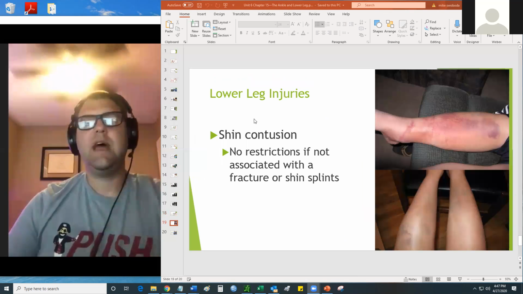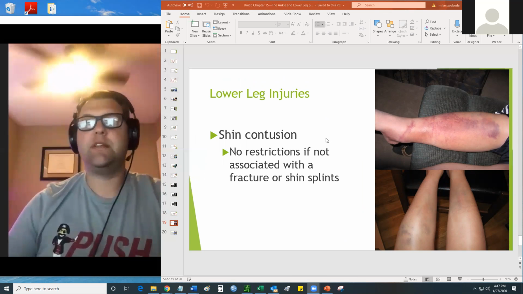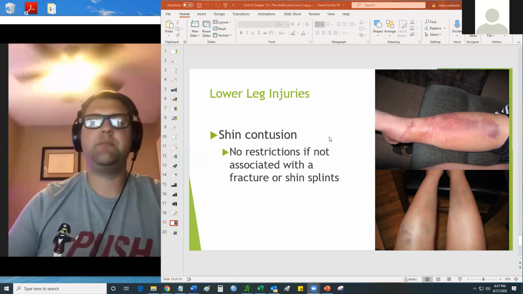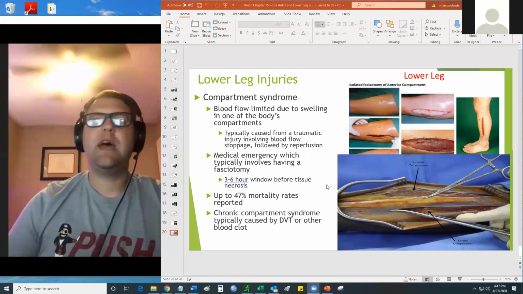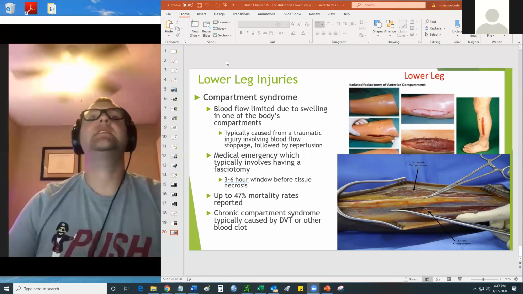And then a shin contusion, as long as this doesn't have anything to do with a fracture or shin splints, if you just got hit in the shin and it gives you a bruise, there's nothing that you need to do. You're allowed to keep playing up to your pain tolerance level. And then this last thing here is called compartment syndrome. This is a medical emergency.